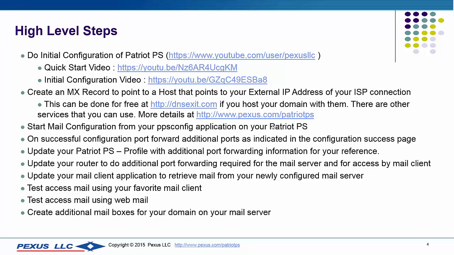Okay, so we will go to the PPS Configuration Application next and start the mail configuration. There are a few screens that you have to walk through, and they are really quick and easy once you have the above information. And then on a successful configuration, you would have to update the Patriot PS profile with some additional port forwarding information. And then you would also need to update your router to port forward a few additional ports that are required for your mail server.